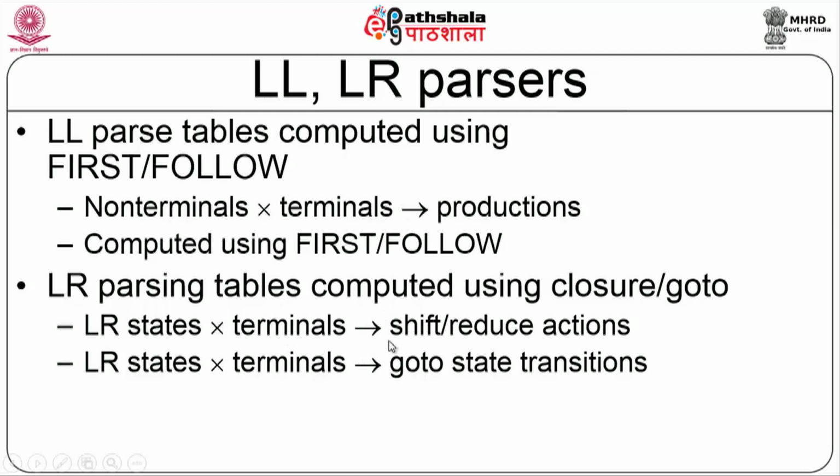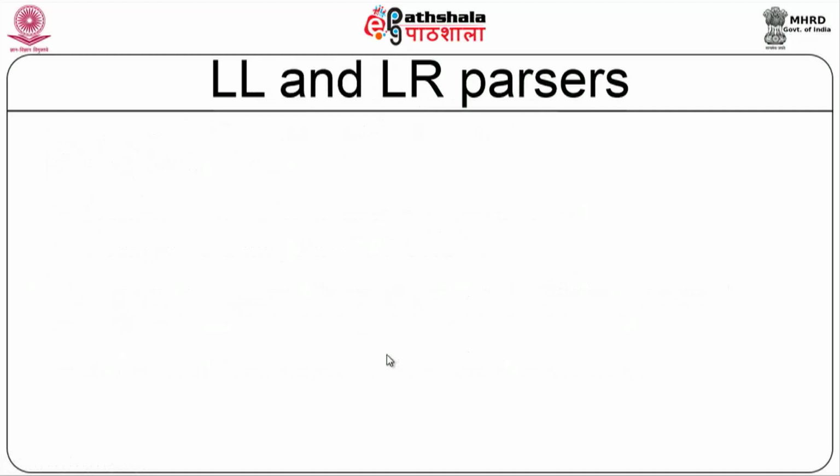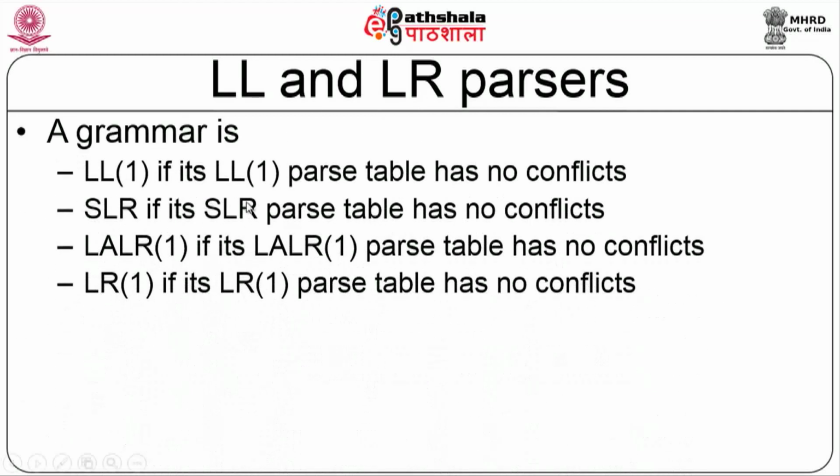In both parsing tables, any other entry which is not pertaining to these combinations is considered an error entry. So we can say a grammar is LL(1) if its LL(1) parse table has no conflict, and SLR if its SLR parse table has no conflicts. Again, LALR(1) if it does not have any conflict. Similarly with respect to canonical LR.